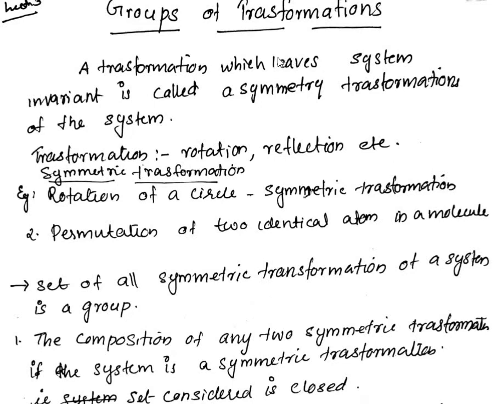Let us discuss another type of group, that is, the group of transformations. A transformation is a rotation or a reflection or a permutation, etc. Transformations which leave the system invariant are called symmetry transformations of the system. Examples of symmetric transformations are rotation of a circle and permutation of two identical elements in a molecule.